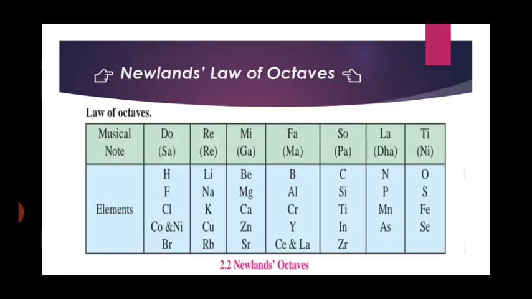Now see the law of octaves. In the first column, see hydrogen, next lithium, beryllium, boron, carbon, nitrogen, oxygen, fluorine, sodium. Now if we give the numbers, 1, 2, 3, 4, 5, 6, 7, 8. That means the eighth element comes as the first of the next. So the properties of hydrogen, fluorine, chlorine, cobalt, nickel and bromine are the same, and the properties of lithium, sodium, potassium, copper were similar.